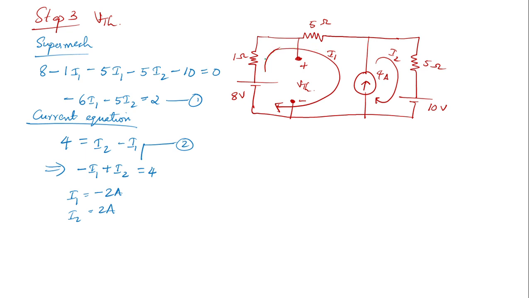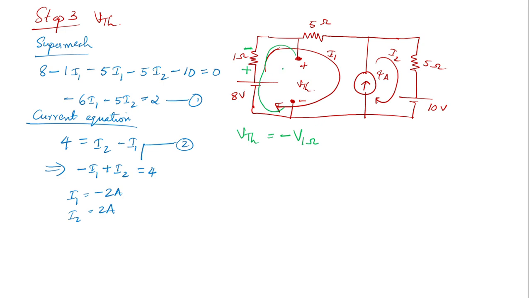So if I1 has to flow like this, the voltage induced will be plus at the bottom and minus at the top. So this is going to be your polarity, and again we are going to check this path like this. You can see from the positive it is going to the negative of the resistor. So I can say VTH is equal to minus the voltage across 1 ohm.